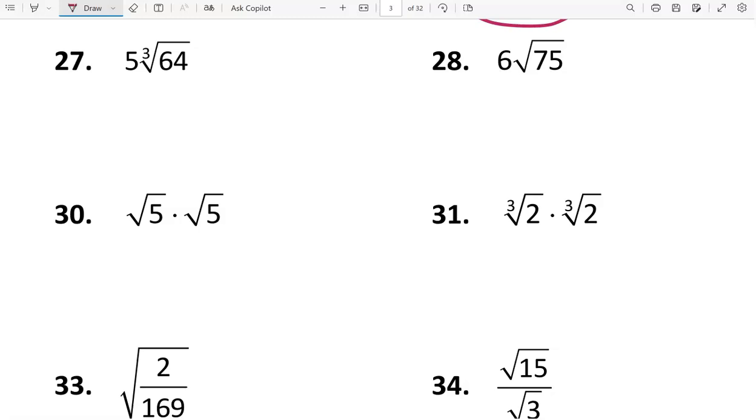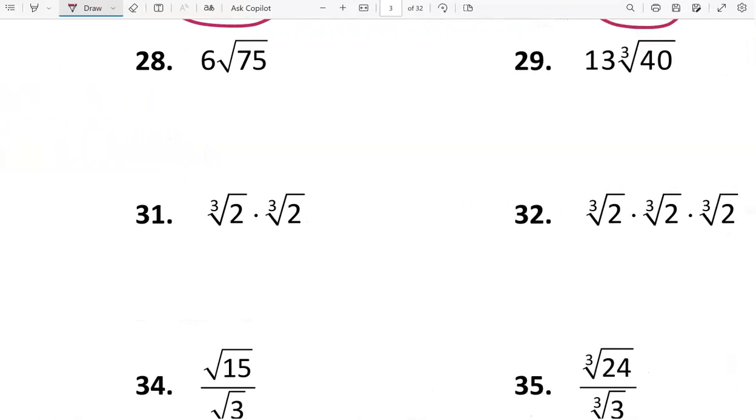In 27, we have 5 times the cube root of 64. So this is 5 times the cube root of 64, which is a whole number, 4, and 5 times 4 is 20. In 28, we have 6 times the square root of 75.